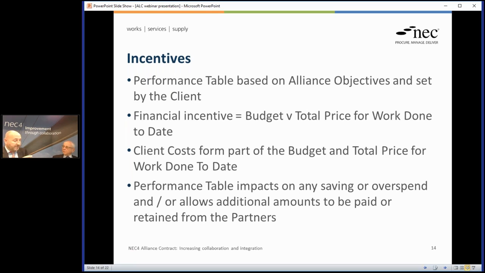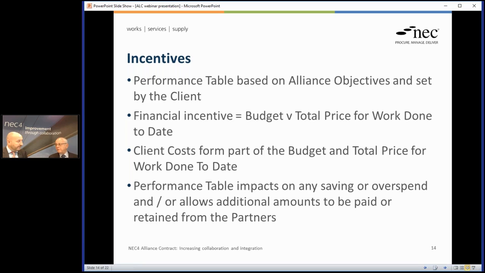Yeah, and incentives, again, is a fundamental part of the contract. Mentioned already, it's a performance-based contract. It lends an element from the DBO contract around how you deal with some of these issues. So we have a performance table created by the client based on their alliance objectives, against which the client will identify certain performance targets to be achieved. If those are achieved or bettered, there'll be an increased return to the partners. If they're not achieved, there'll be a reduced return.